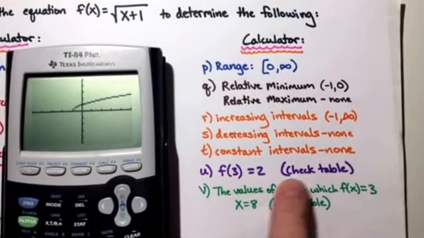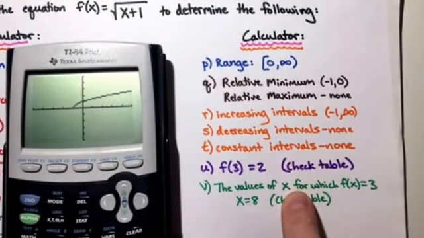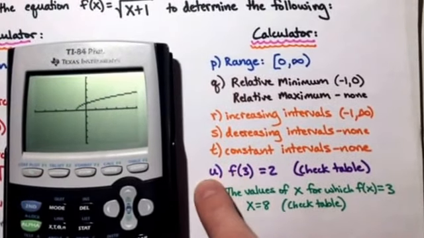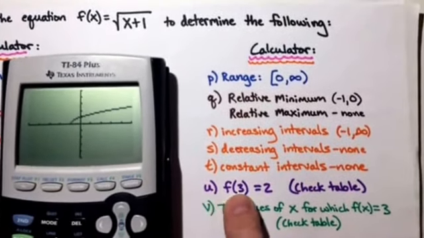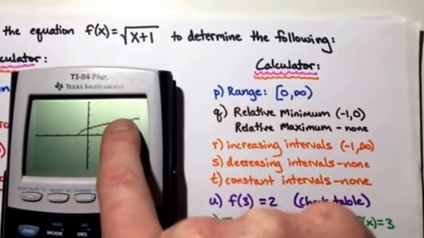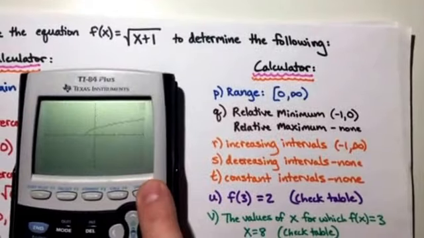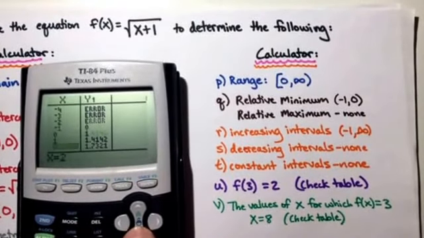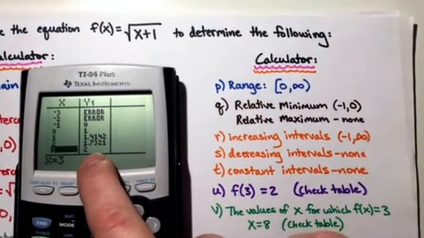And then the last two parts were to find some values, so we can use our table to help us out, or we can look at the graph as well. For f of 3, where x equals 3, it does look like 2, but it's easier to just check your table and make sure. Where x equals 3, we can see that y equals 2.